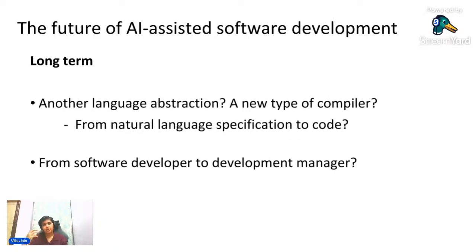Now, if I talk about the long term, there's another language abstraction, a new type of compiler, right? From natural language to the specification of the code, we can say, right?